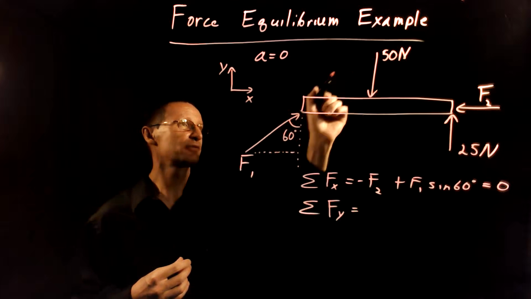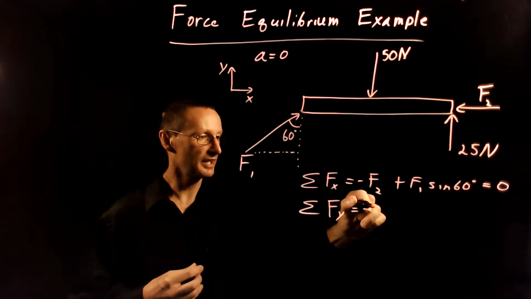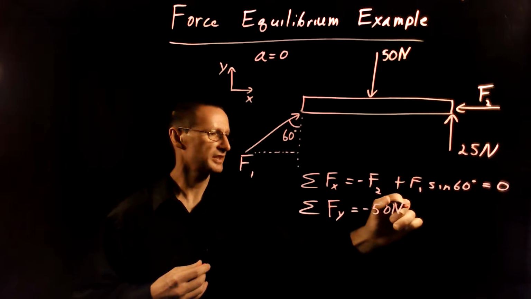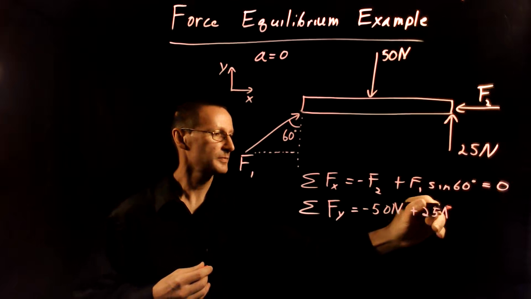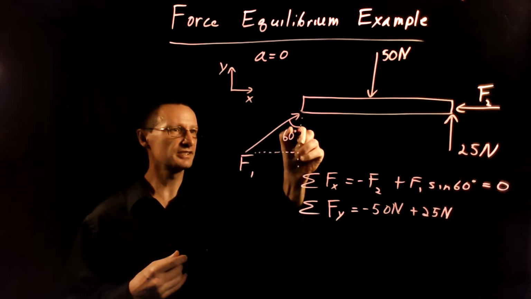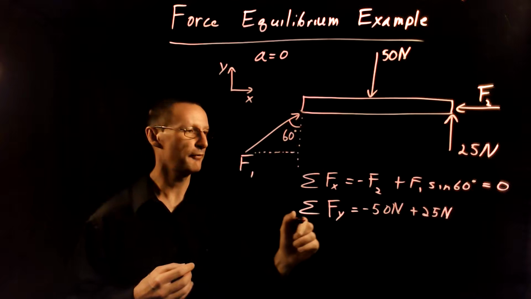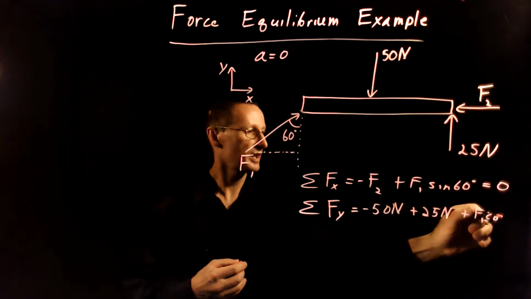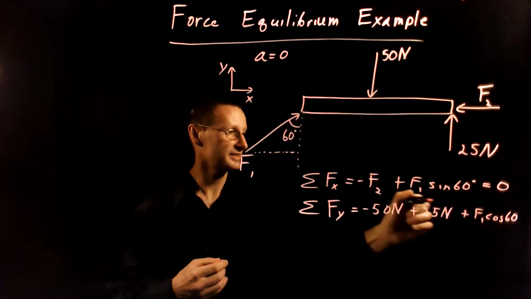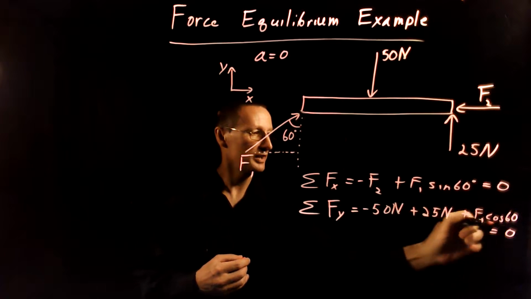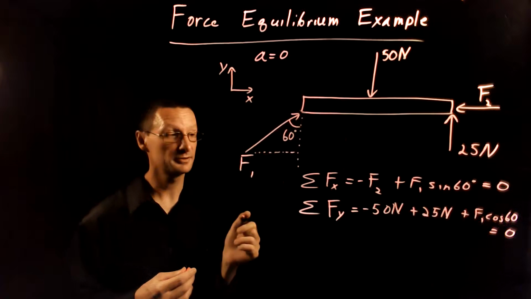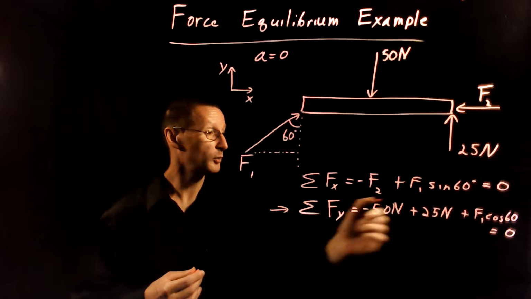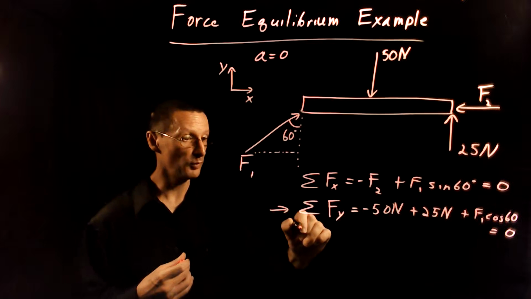So let's see, we have this force in the Y direction, the 50 Newton force, and that's down, so that's negative 50 Newtons. And then this is in the Y direction, that's positive 25 Newtons. And then part of this is in the Y direction here, this F1, and that's going to be a positive F1 cosine of 60 because it's adjacent to that 60-degree angle. And that's going to sum to 0, again, because the acceleration is 0. Okay? All right, so with this equation, I have actually one equation, one unknown. I can go ahead and solve for F1.